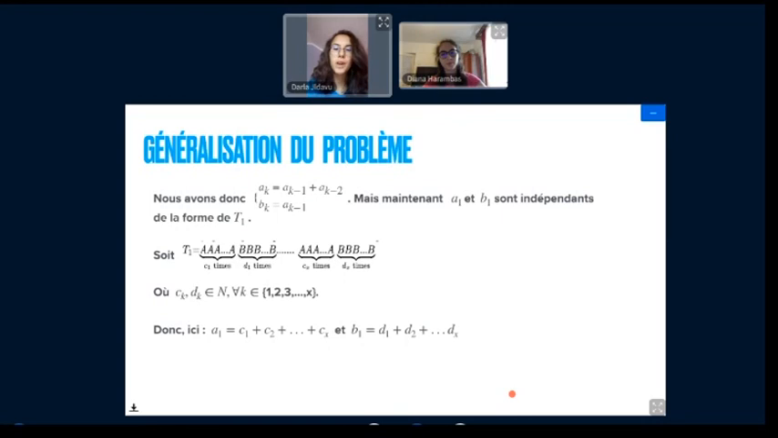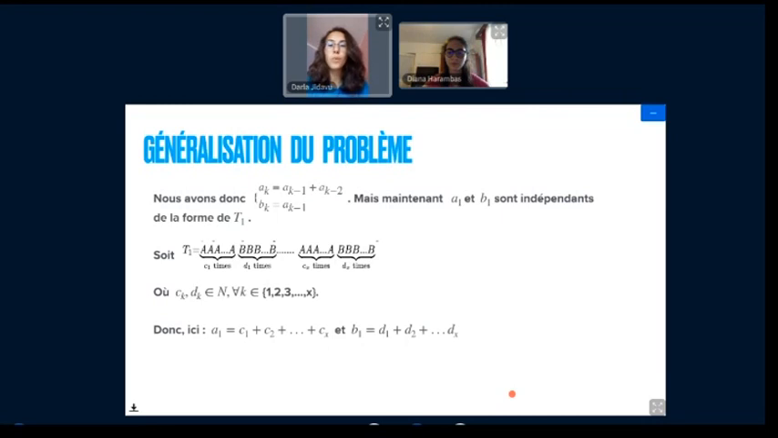I'd like to show you now a generalization of the problem. At this point, we no longer consider that we start from A. So we keep the notation from the beginning of the presentation, and we have these two relations. The number of A's in a word is equal to the sum of the number of A's in the two previous words, and the number of B's in a word is equal to the number of A's in the previous word. But now A1, so the number of A's in the first word, and B1, both depend on the form of the first word, so T1.